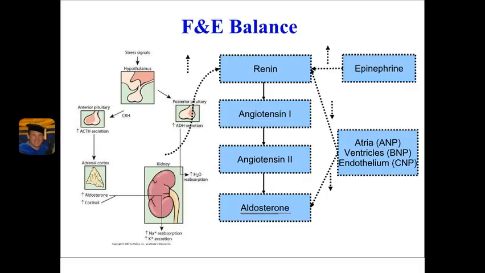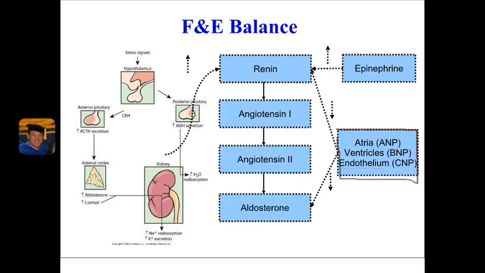And then we have one more thing that comes to the party to help things out, and that is the heart itself and the endothelium. So the heart produces two peptides called atrial natriuretic peptide and ventricular natriuretic peptide, which we call BNP, and then endothelium produces a third natriuretic peptide called CNP. Now, all three of these natriuretic peptides tell the kidneys to get rid of water. So the heart's basically saying, I've got too much water, I don't need any more, please get rid of it.